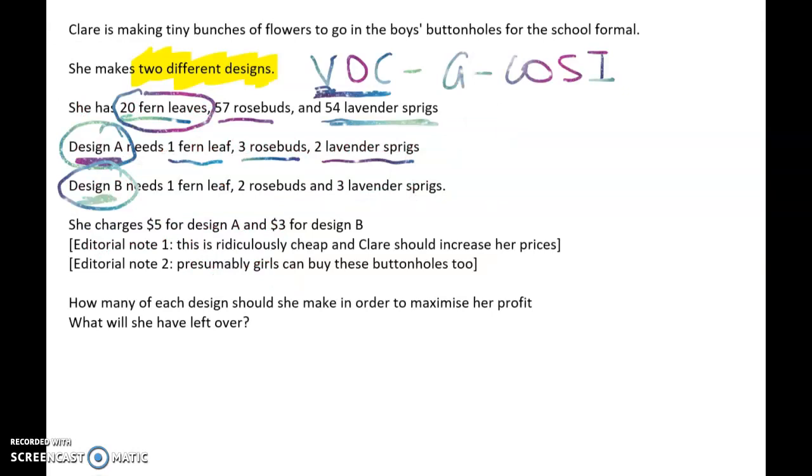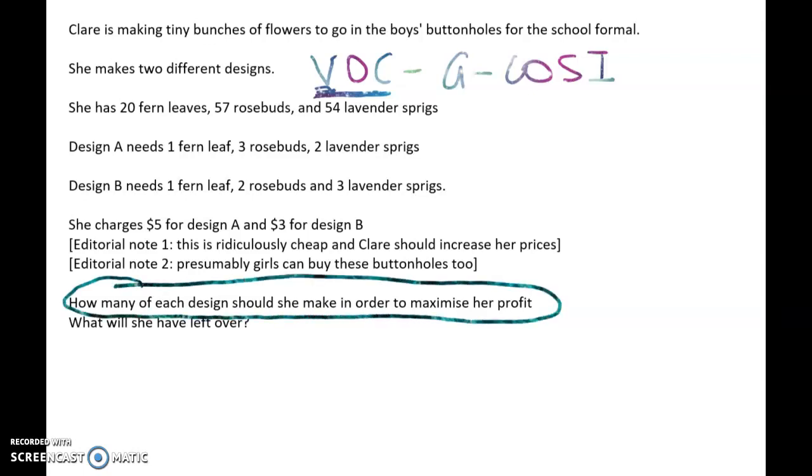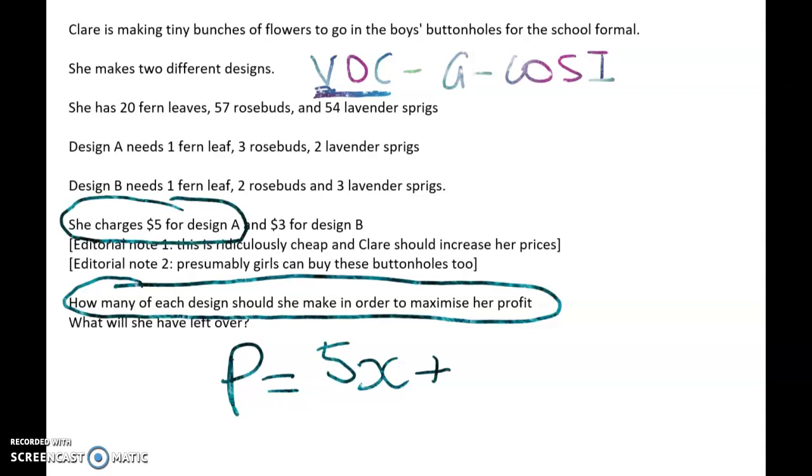The next thing we do is we look for the objective function. So what does Claire have to try to maximize? Now she's trying to make money, so she's going to probably be wanting to maximize profit. Okay, so how many of each design should she make in order to maximize her profit? So P is equal to what? Well, it's how many she sells of design A and what she charges for them. And she charges $5 for design A, and she charges $3 for design B. So that's my objective function.